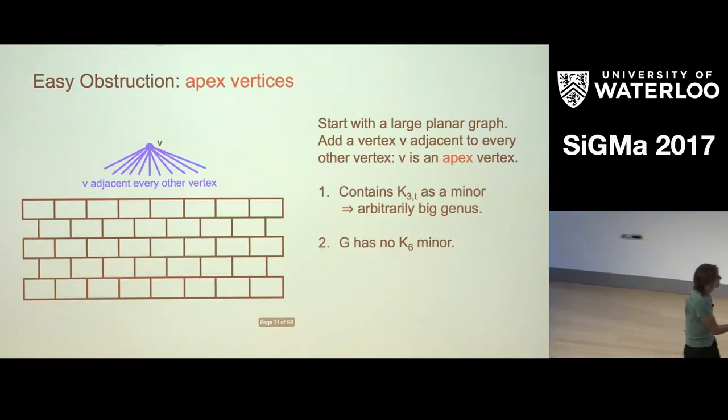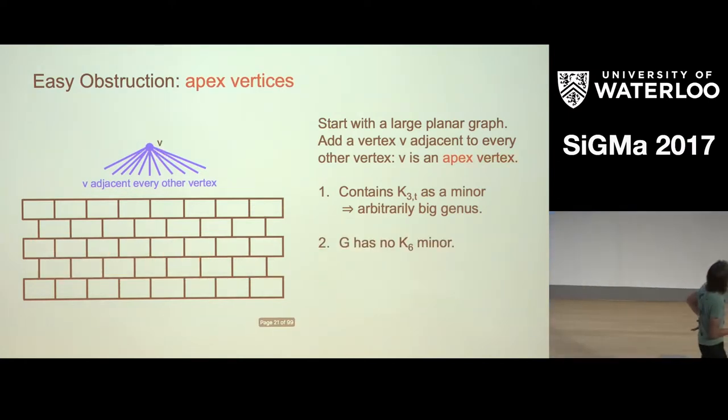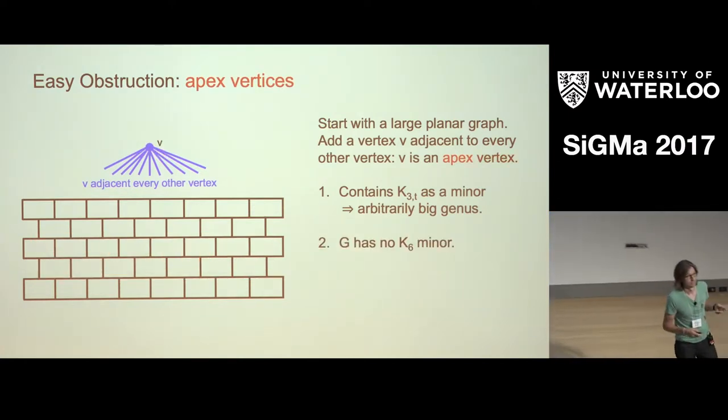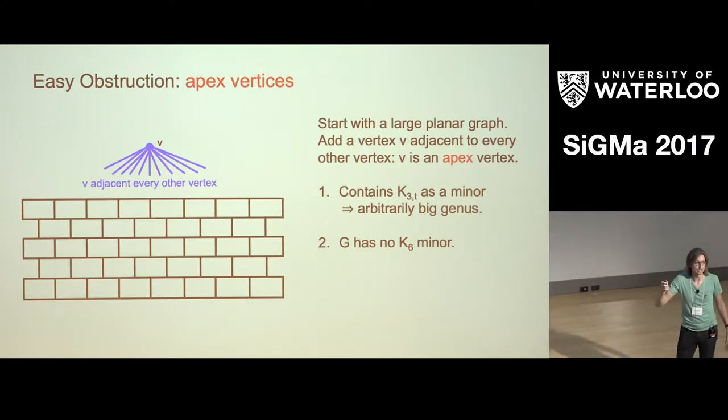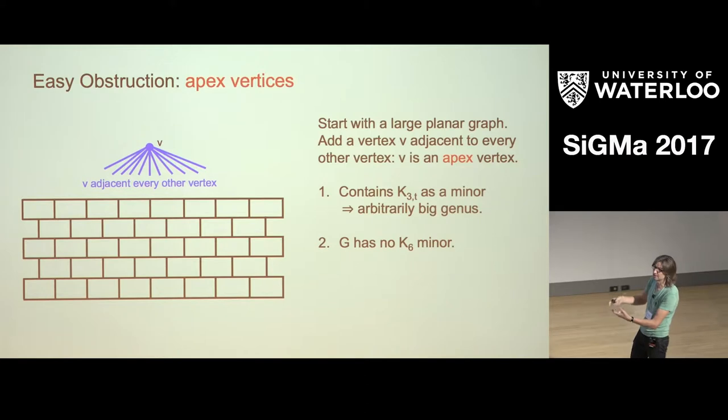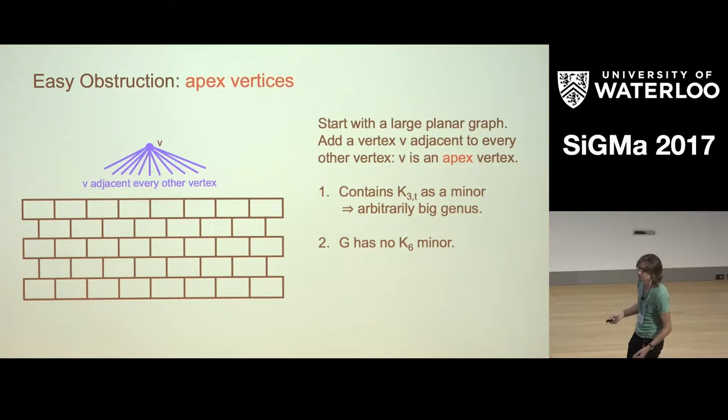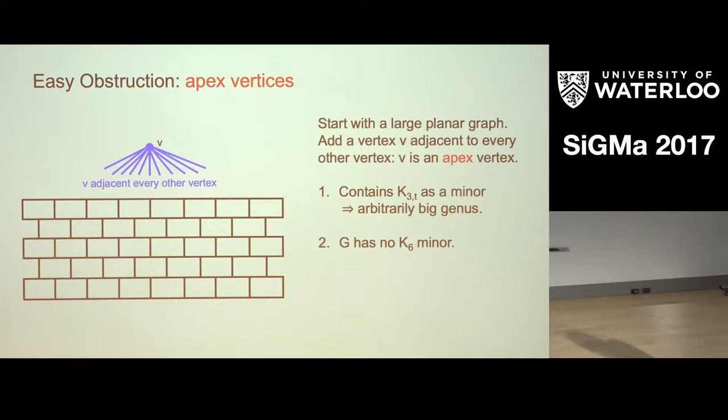But this graph does not contain K6 as a minor. And why is that? Well, again, think of what the bags of such a K6 minor would have to be. At most, one bag is going to contain this vertex V here, which means the remaining five bags all have to live in the plane. But that would give me a K5 minor in the plane, and we already know that's impossible. You can't have a K5 minor in a planar graph. So it has no K6 minor.